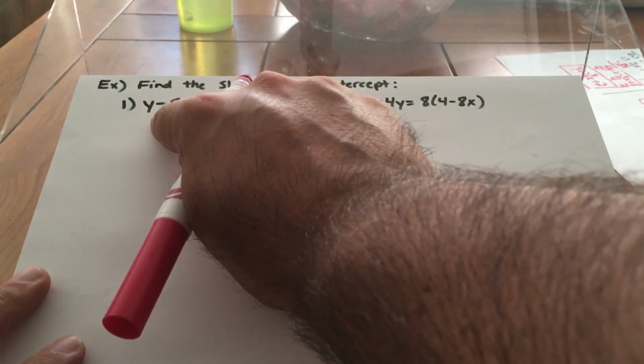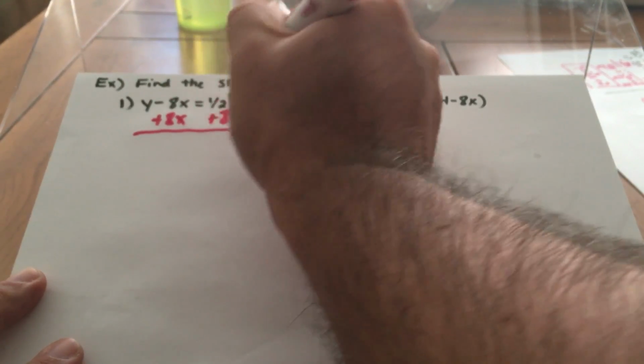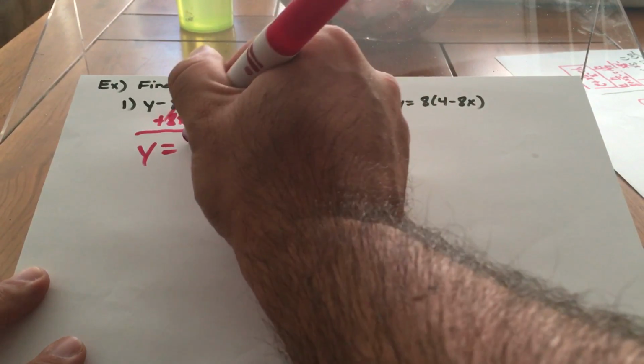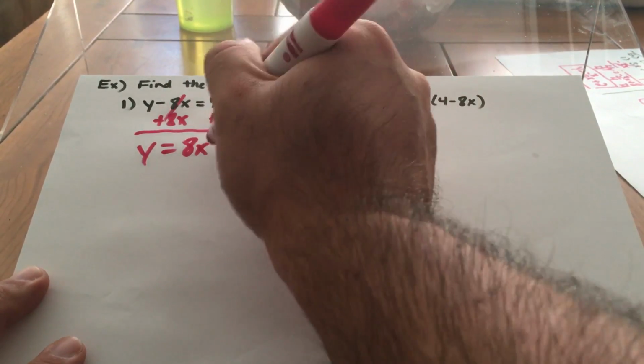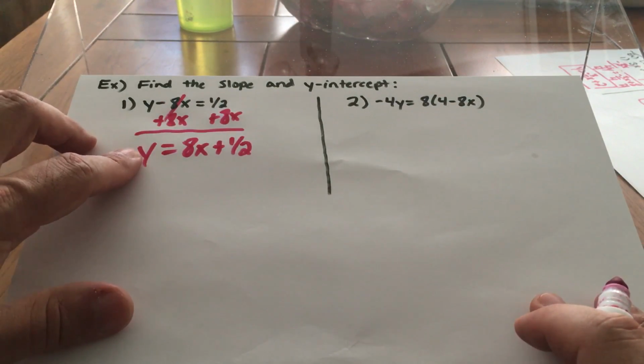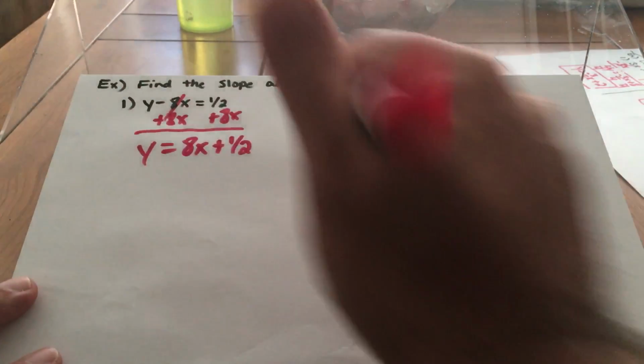So in this case, I'm solving for y. So I've got to add 8x to both sides, which leaves me with y is equal to, and again, we put the x first, 8x plus 1/2. All right. Now that wasn't what they wanted. We had to put it in this form so that we can find the slope and the y-intercept.